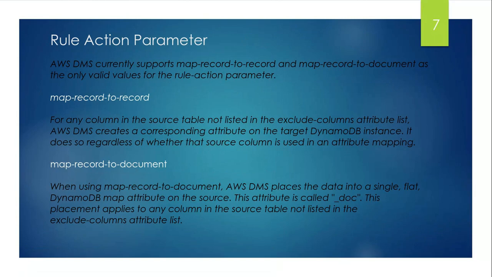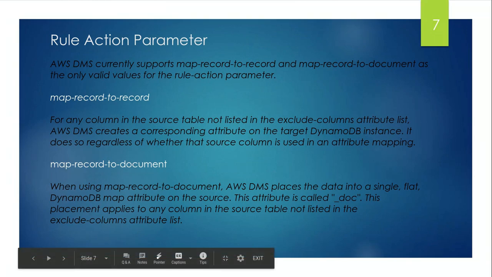And then there is another characteristic of map record to table: for any column in the source table not listed in the exclude column attribute list, AWS DMS creates a corresponding attribute on the target DynamoDB instance. It does so regardless of whether that source column is used in an attribute mapping. We'll show you what it means in one of our exercises.